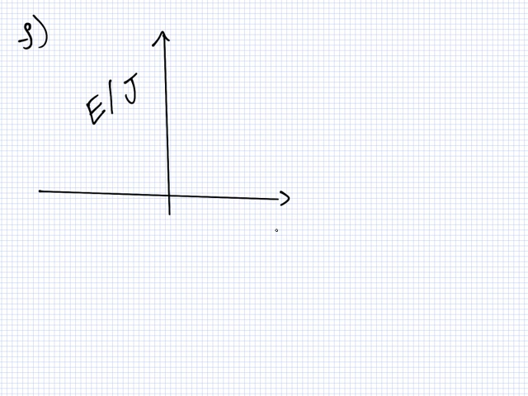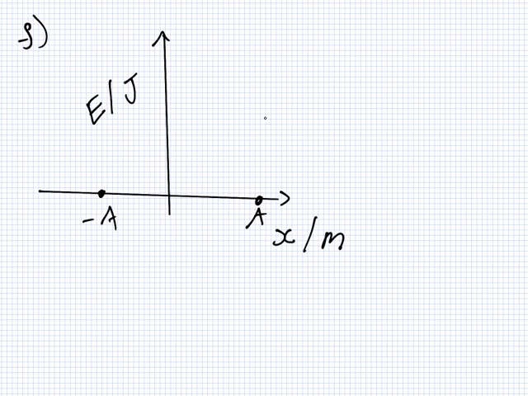F. Sketch the graph of energy against displacement showing kinetic, potential and total during one cycle. Okay, so here on the y-axis this is energy measured in joules, and here on the x-axis this is displacement measured in meters. So this is A, this is minus A.